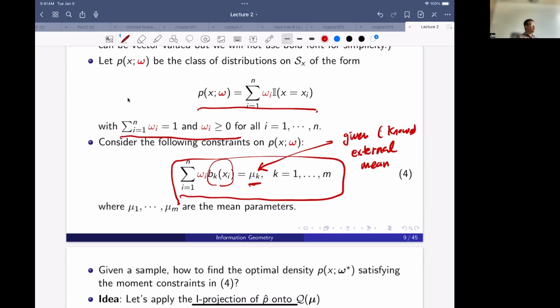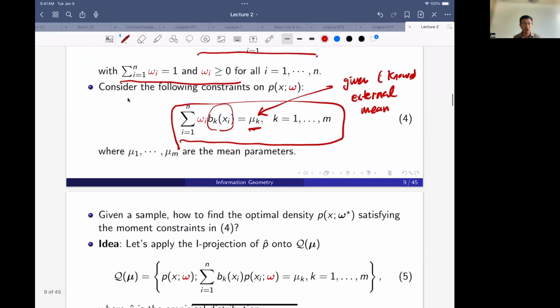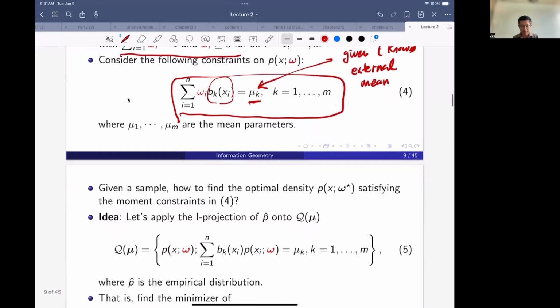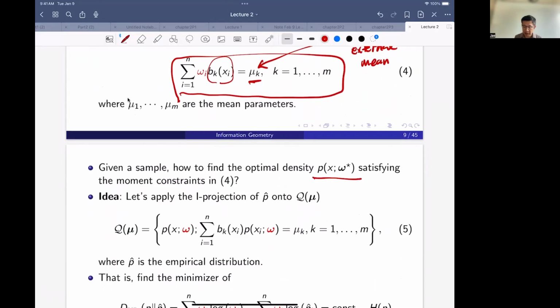Okay, so suppose you have extra information from census or whatever, you know the marginal mean of certain functions of the X variable. Then you want to impose that information on your estimation procedure and consider it as a constraint. So the question is, given a sample, how to find the optimal density satisfying the moment constraint information. So this is exactly the I projection problem.